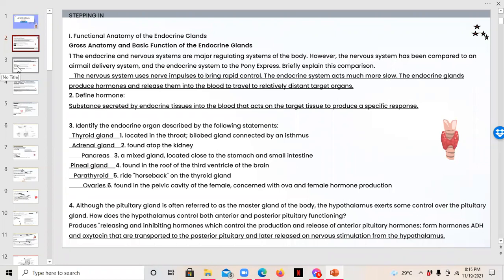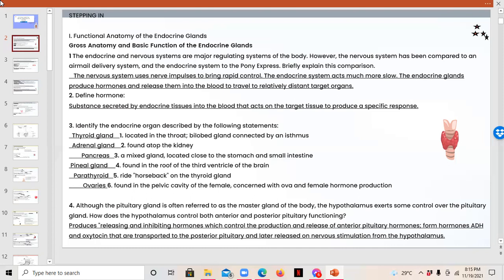Functional anatomy of the endocrine glands. Gross anatomy and basic function of the endocrine glands. Number one, the endocrine and nervous systems are major regulating systems of the body. However, the nervous system has been compared to an airmail delivery system and the endocrine system to the Pony Express. Briefly explain this comparison.